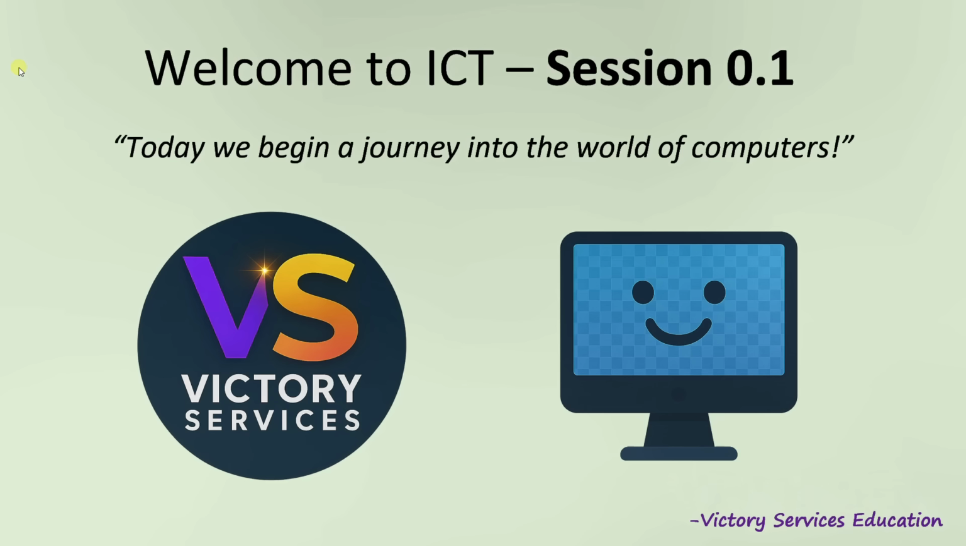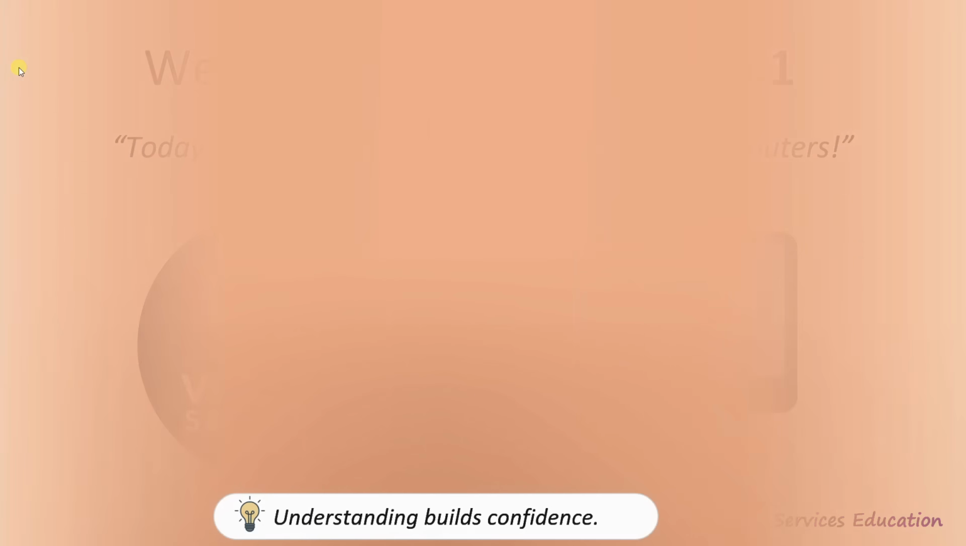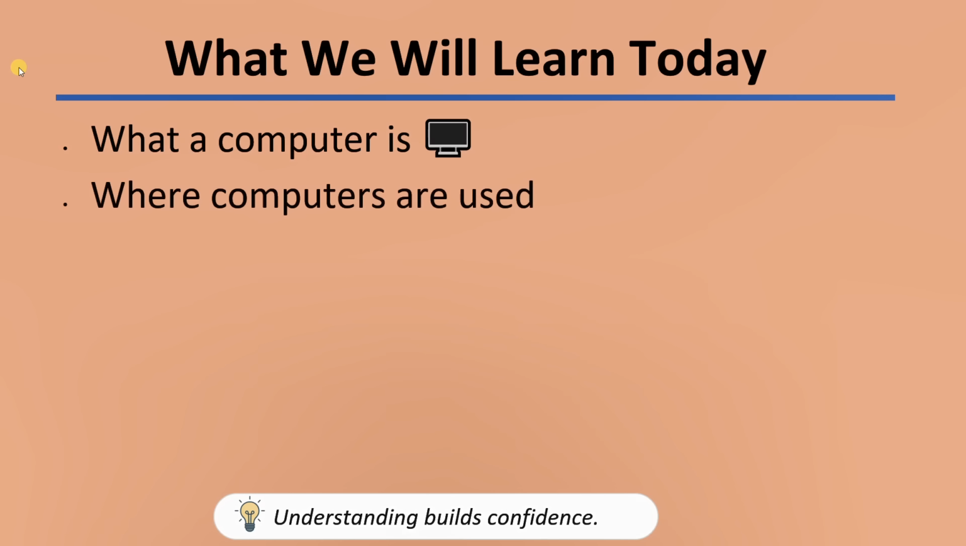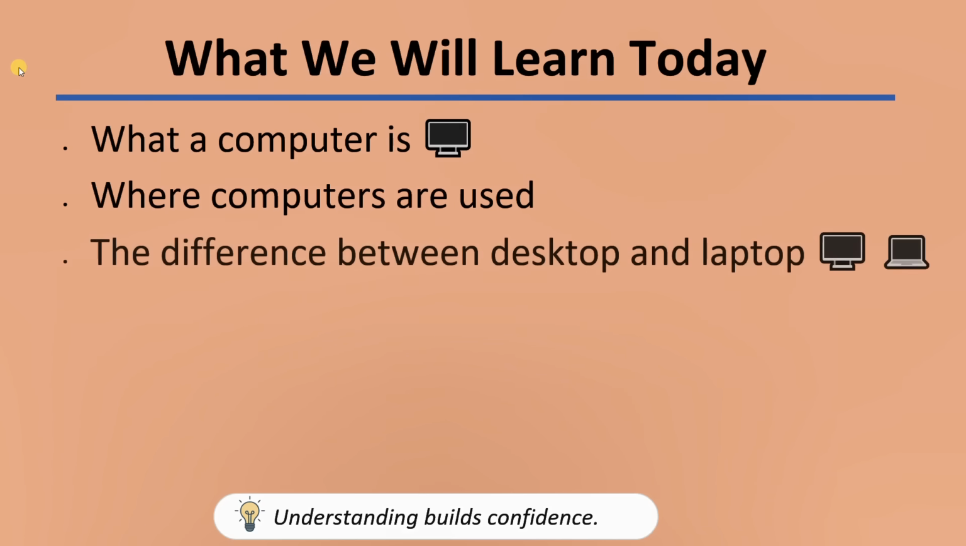Now that we have settled in, let's find out what exactly we will be learning today. Get ready, it's a list full of useful everyday computer skills. By the end of this session, you will know: number one, what a computer is. We will explore its simple definition and the magic behind how it works. Number two, where computers are used. Number three, the difference between a desktop and a laptop. And here, trust me, after this session, you will be able to identify them instantly.